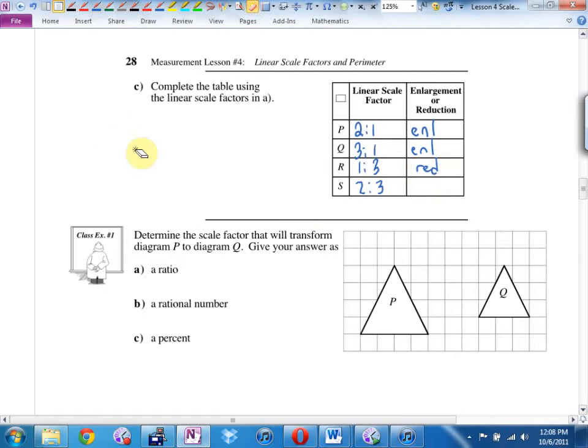What about 2-to-3? Well, as a fraction, that would be 2 over 3. And is that bigger than 1 or smaller than 1? Smaller, so it's a reduction. In fact, I had a student in my last class, they said, oh, so Mr. Dueck, basically, if the first number is bigger than the second number, it's an enlargement? Yes, because that'll make it a fraction bigger than 1. If the first number is smaller than the second number, that's a reduction? Yes. So this is a reduction.